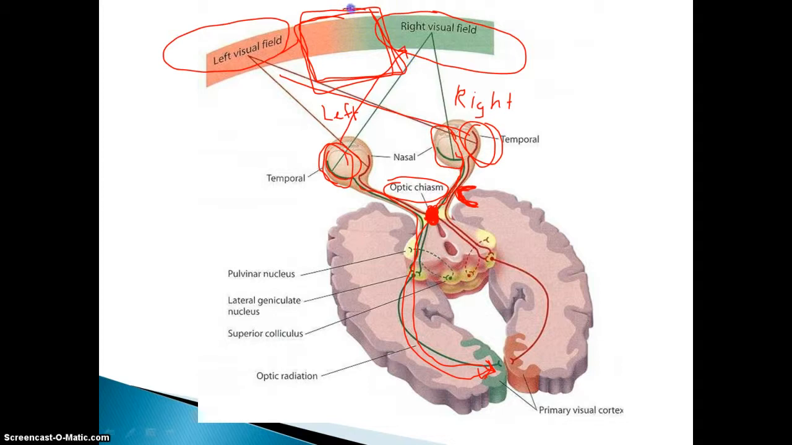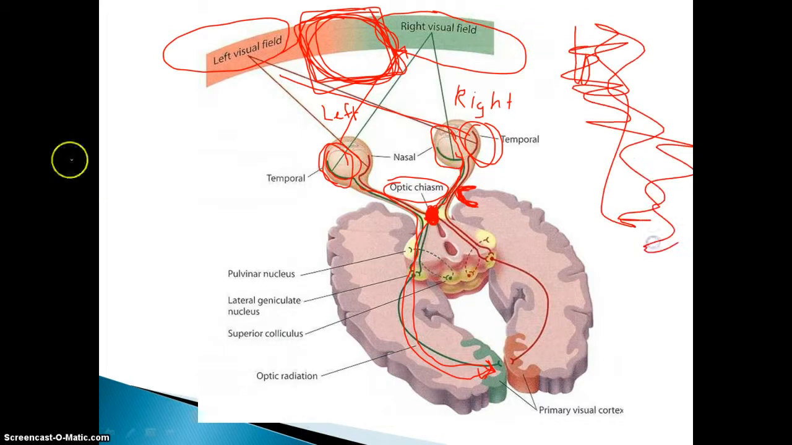So you're still going to be able to see stuff, but it's only going to be right here in the middle. You're going to be able to only see tunnel vision. You're going to lose all your peripheral vision. This stuff all will go away if there was a tumor pressing up against the optic chiasm.